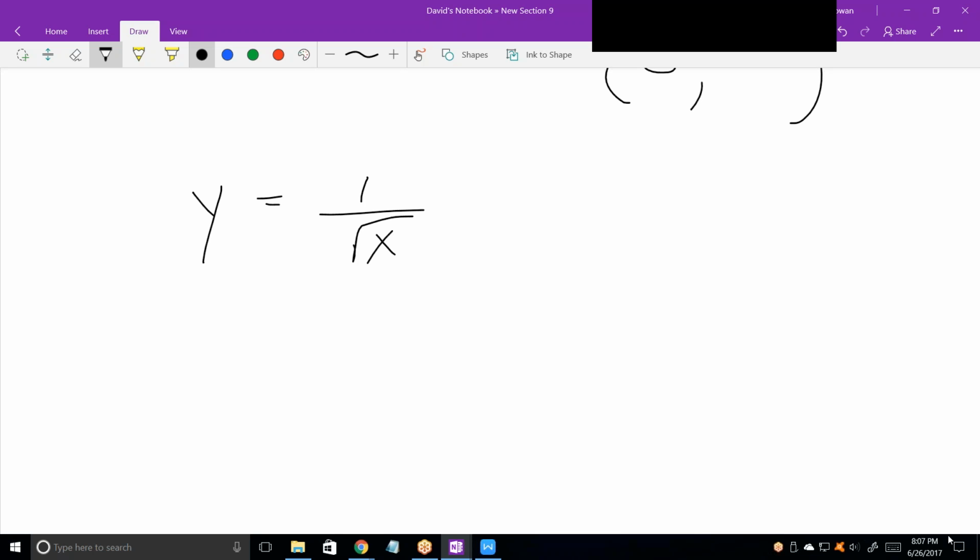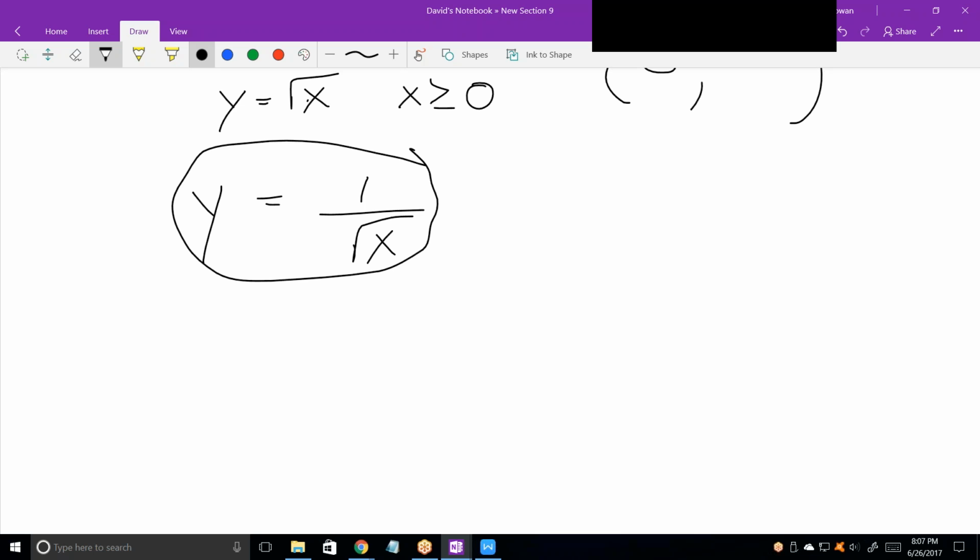Remember what the last one was. The last one was this, and the domain was x had to be greater than or equal to 0. Well, what's the domain in this one? I have no idea. Well, start with this. You know that you can't take the square root of a negative number, so there's no way x can be negative. So it looks like the same domain.